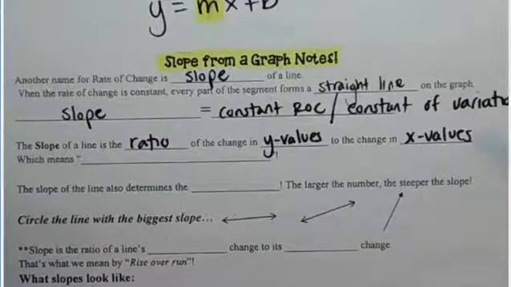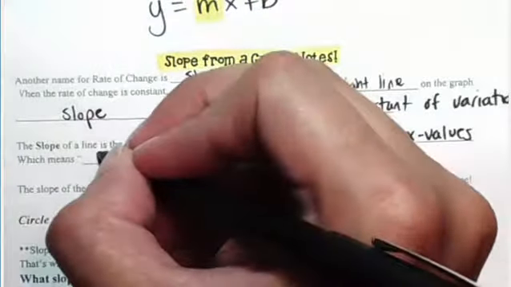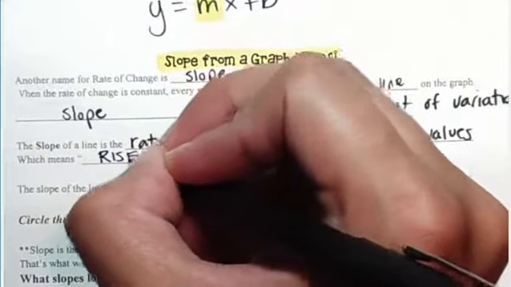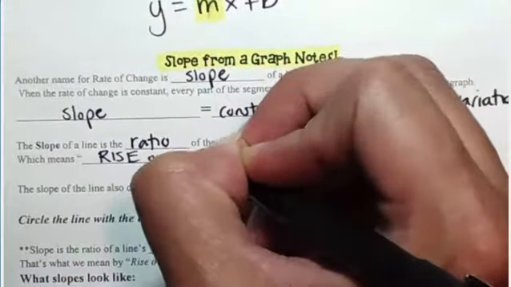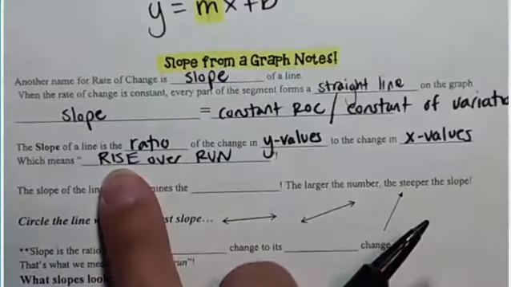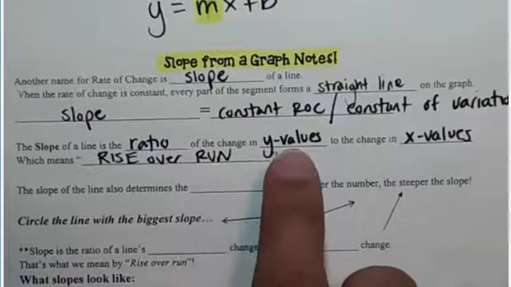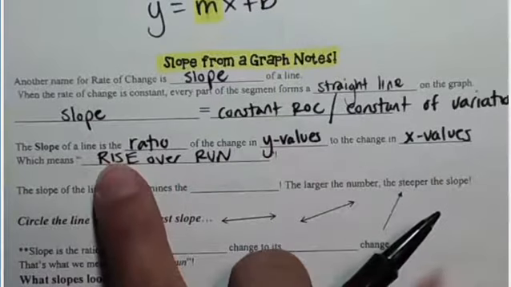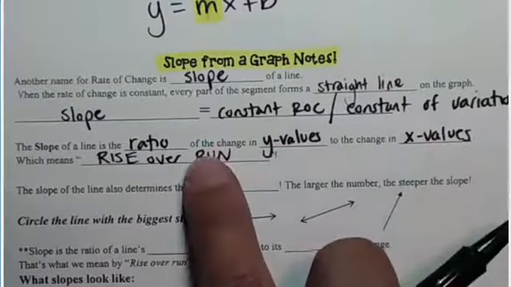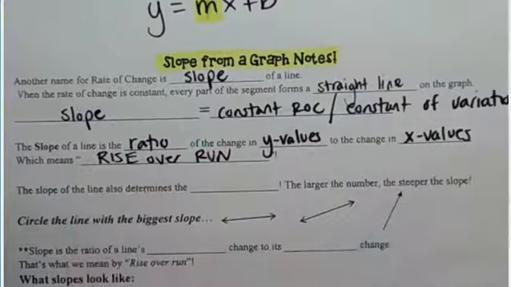Well, if you remember from last year, you learned how to find the slope from a graph, and that was rise over run. When I rise, I go up and down. When I run, I go left and right. So that's why y values are the rise, x values are the run. It's always rise over run.